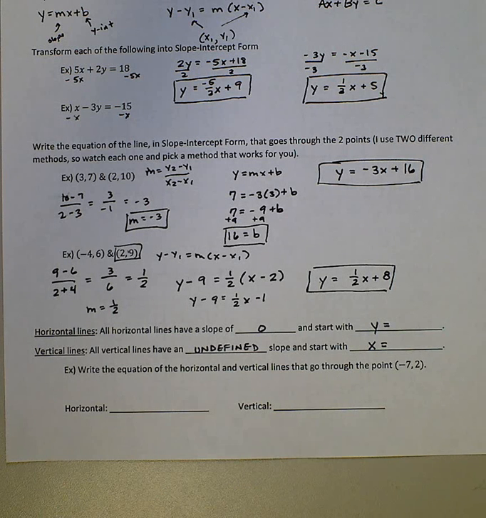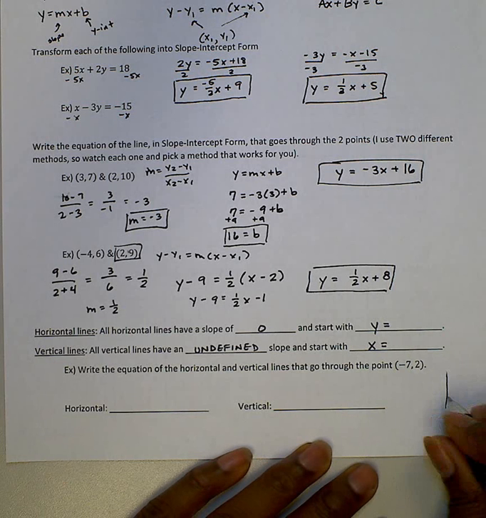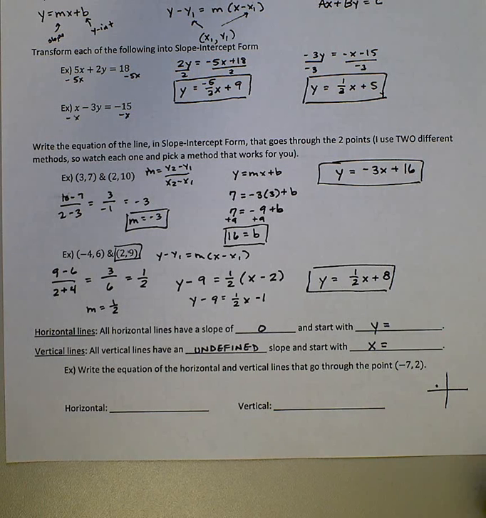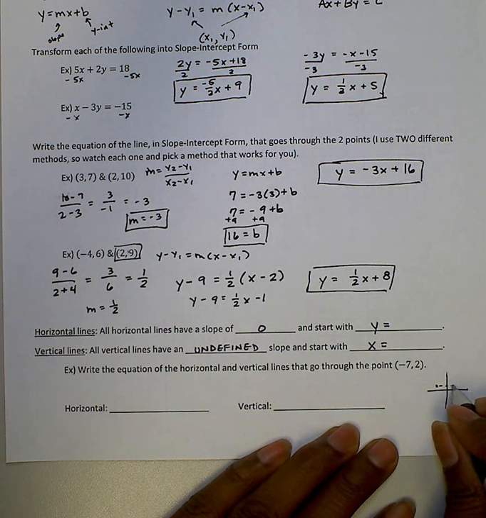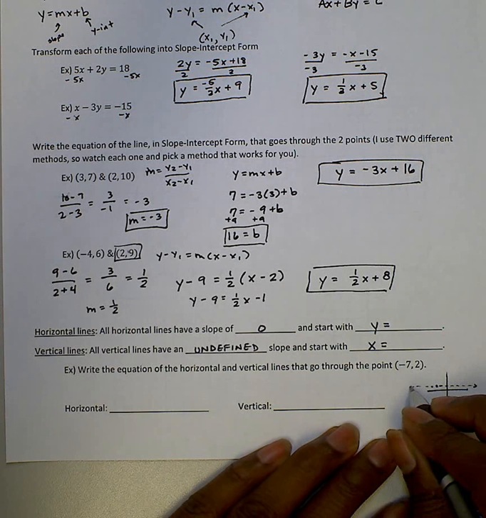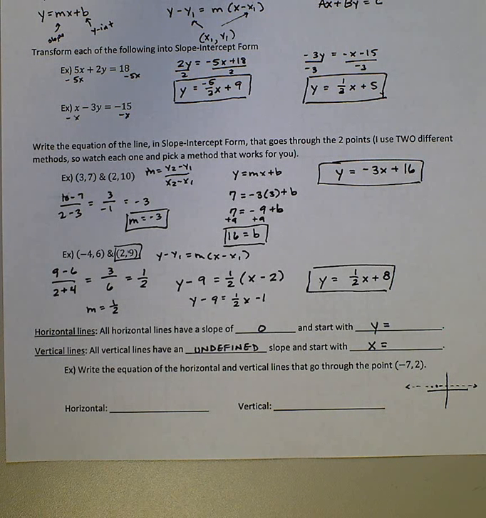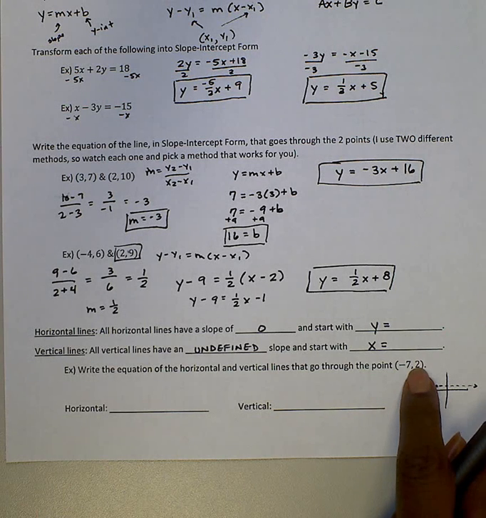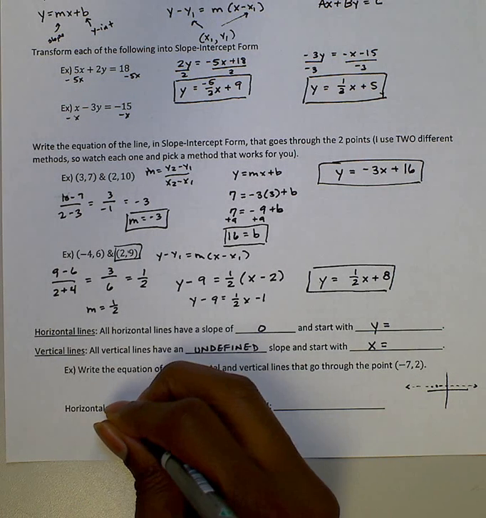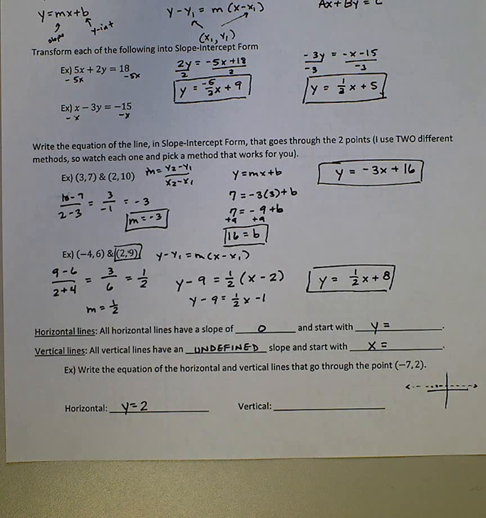Alright, and so here is an example. It says, write the equation of a horizontal and vertical line that go through the point -7, 2. Okay, so if we look at this, and I'll just quick sketch this, -7, 2 right here. If we have a horizontal line that goes through this point, horizontal, side to side, then what we'll see is that something stays the same at every point. Y is the same at every point. So what's y? Y is 2. Everywhere that y is 2, our line will be there.